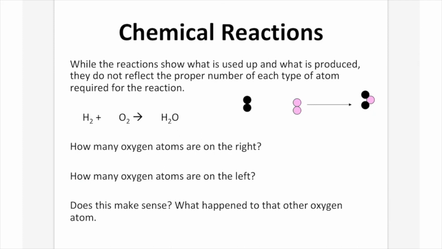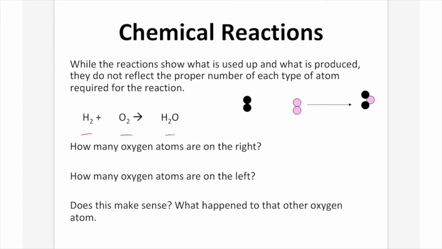Chemical reactions. While the reactions show what is used up and what is produced, they do not reflect the proper number of each type of atom required for the reaction. So the example of this is H2 plus O2 gives us H2O. This tells us which reactants are being used to produce which products, but not the number of reactants for the reaction to go forward or the amount of products that are produced as a result of the reaction.